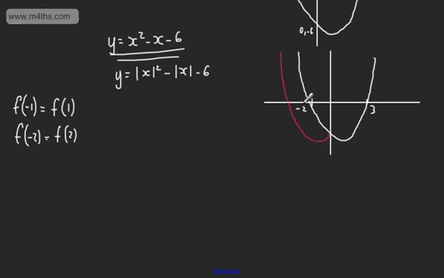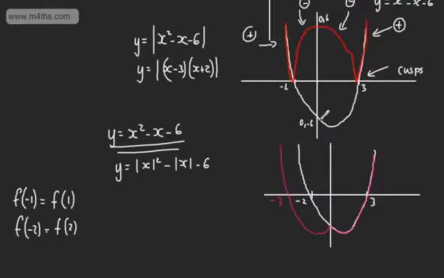So this point is going to be negative 3, 0. This point is going to be 3, and we would end up with something that looks like that. So this is the function here. This is y is equal to the modulus of x, which we square, then the modulus of x subtracted minus 6, and that's what we have. So this is a reflection.